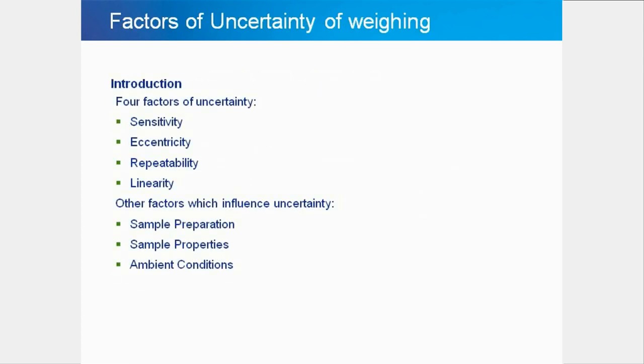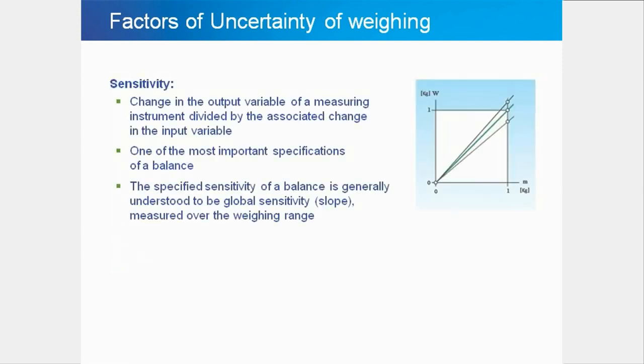Four factors of uncertainty: sensitivity, eccentricity, repeatability, linearity. Besides these factors related to the balance, other factors such as sample preparation, sample properties, ambient conditions, and more influence the uncertainty of measurements. Sensitivity is the change in the output variable of a measuring instrument divided by the associated change in the input variable. It is one of the most important specifications of a balance.